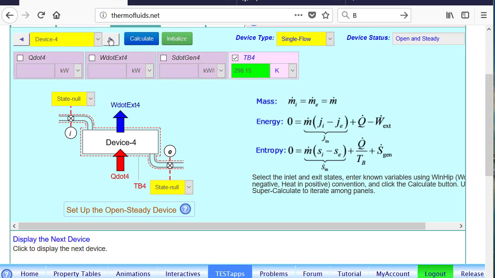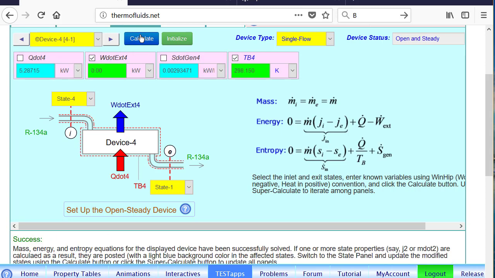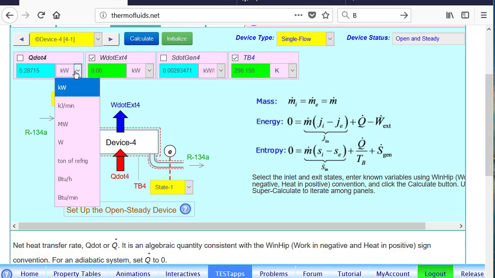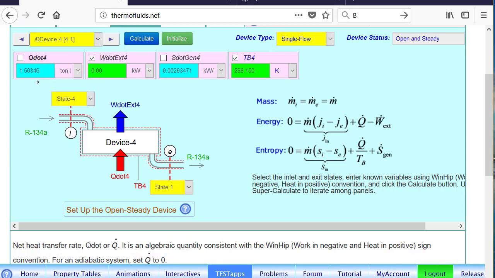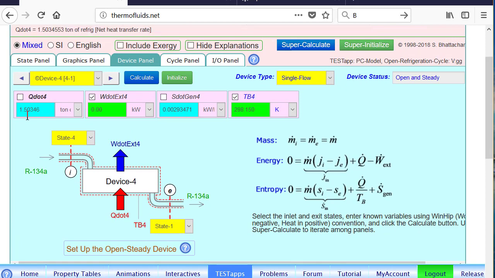And finally, here is the cooling load. From 4 to 1 is our evaporator. This will determine the tonnage of the system. 4 to 1, there is no work transfer. So 5.28 kilowatt is our cooling load. If we convert it to ton of refrigeration, this is our answer. So we found what is Q dot 4.